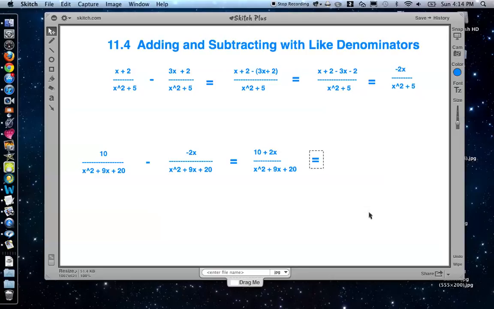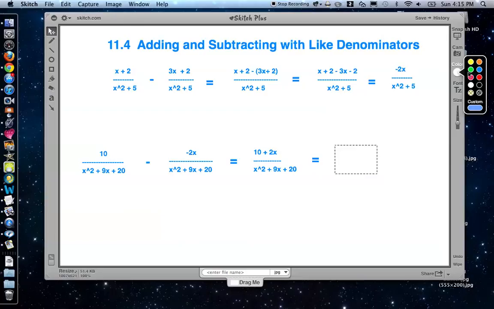Now the next part is to take this answer and see if you can factor it and simplify any common factors. In the numerator, you don't necessarily see it as something that you can factor, except that you need to remember that you can always take out a greatest common factor. And so 10 and 2x can both be divided by 2. In this denominator, x squared plus 9x plus 20, you can factor kind of like we did in chapter 10.